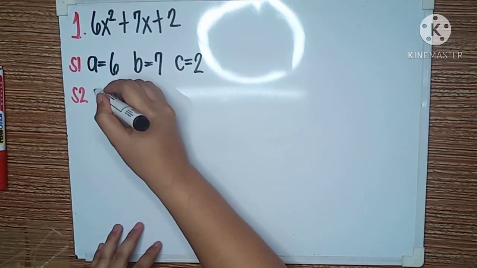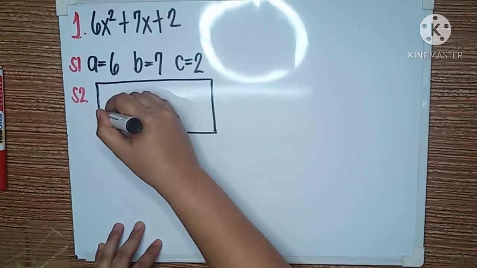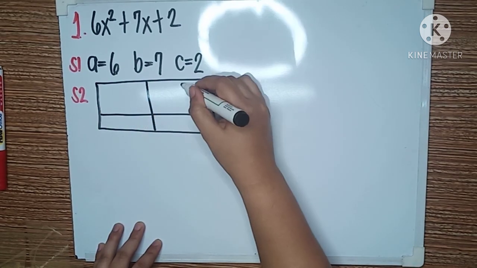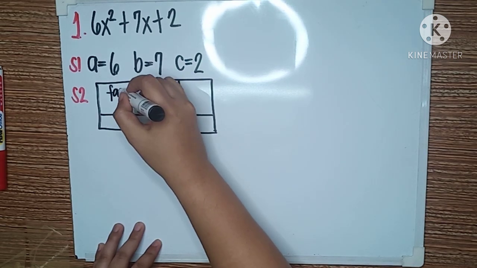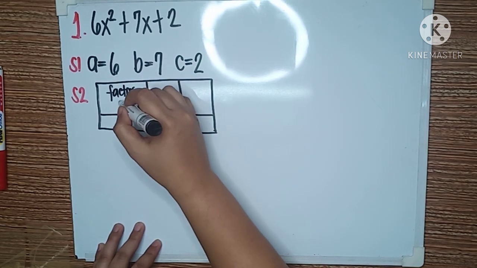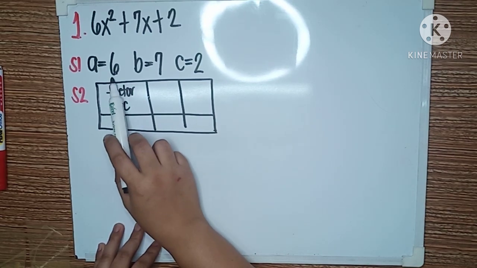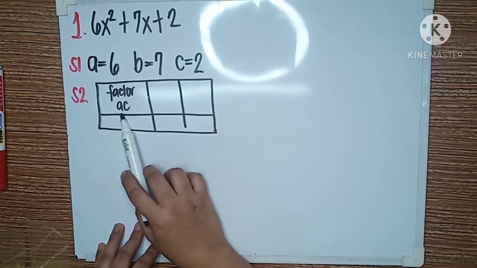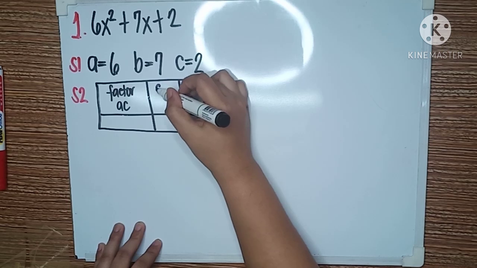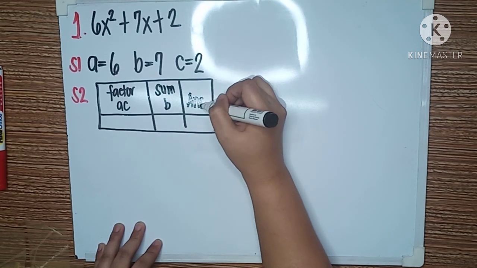Step 2. We'll draw a table with 2 rows and 3 columns. For the first column, we'll write factor of AC. So this time, it is AC. Kasi sa ating part 1, C lang siya. Pero dahil ang A natin is greater than 1, mas malaki na siya sa 1, kaya AC na ito. Then, for the second box, sum B, and our answer.